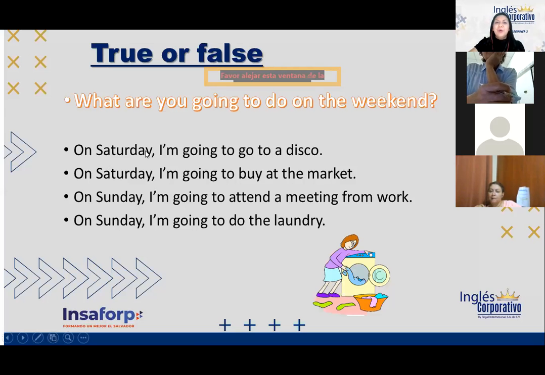Okay, now we have this activity, true or false. What are you going to do on the weekend? These sentences are about myself, about me. Tell me if it's true or if it's false. Two sentences, two statements are true, son verdaderas, and two sentences are false. Son falsas. So you have to guess. Think about it and guess if it's true or if it's false.